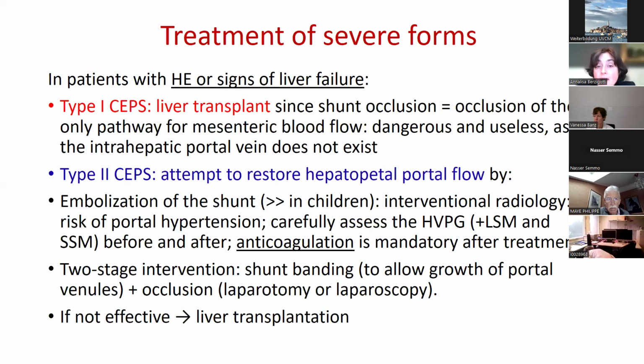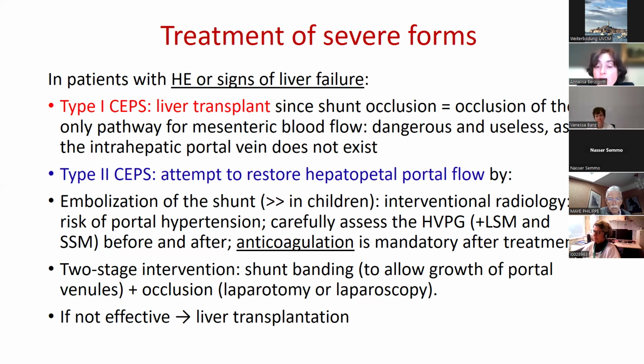So why it is so important to classify the type of malformation is because in type 1, we have no way of improving the perfusion of the liver. So in case there is hepatic encephalopathy or liver failure, the only treatment we can offer to our patient is liver transplantation. And I will not enter into the complexity of the surgical part. This can be done by one of our colleagues of surgery later on. But of course, liver transplantation is the only thing we can do.